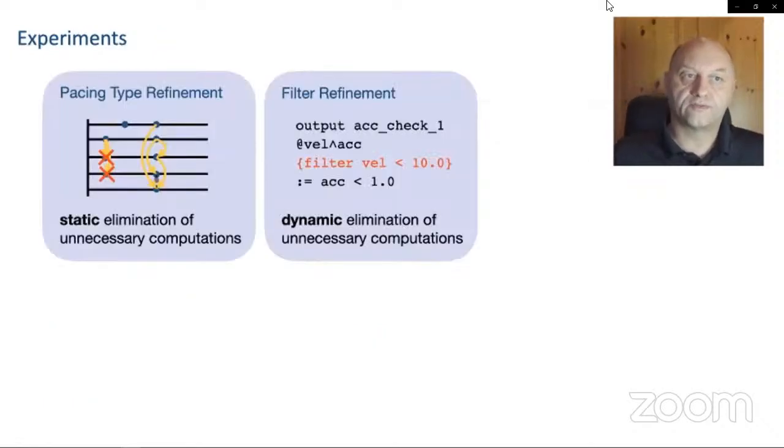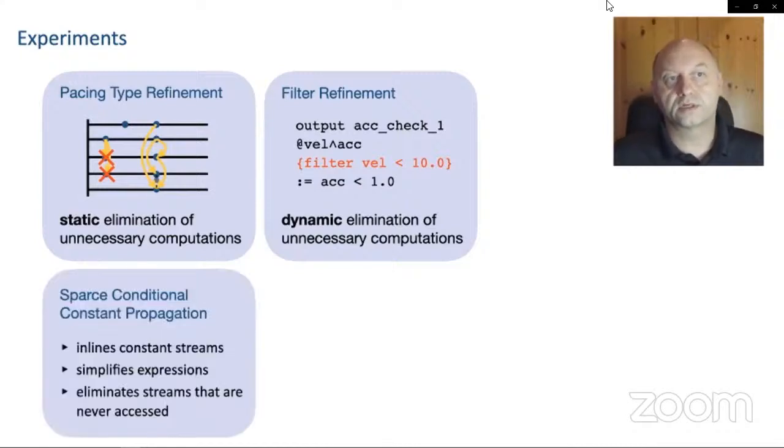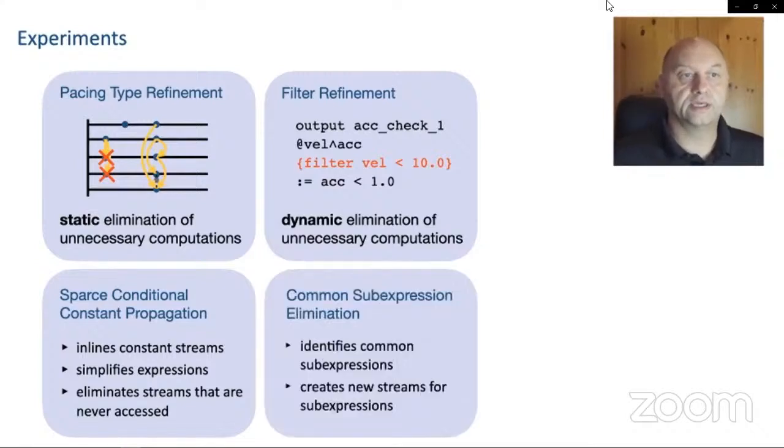Now, in our experiments, we have, of course, tried the pacing type and the filter refinements. We have also added further code optimizations that are known from standard programming languages. Sparse conditional constant propagation inlines constant streams and then simplifies the resulting expressions. It also does a simple form of dead code elimination. That means it removes streams that are never accessed. Common subexpression elimination identifies, just as the name suggests, common subexpressions and avoids duplicated computations by introducing new streams for these subexpressions.